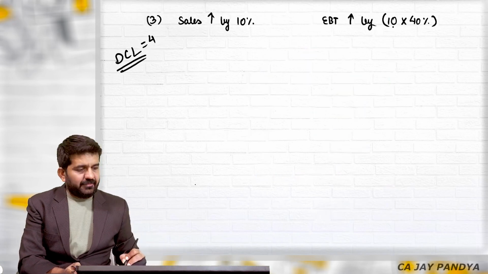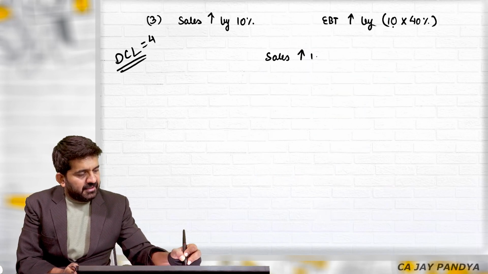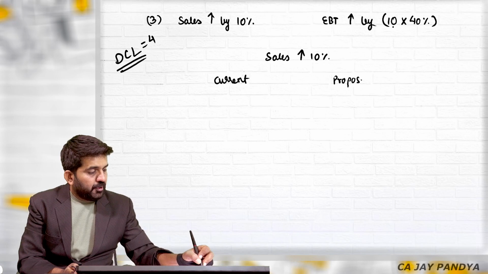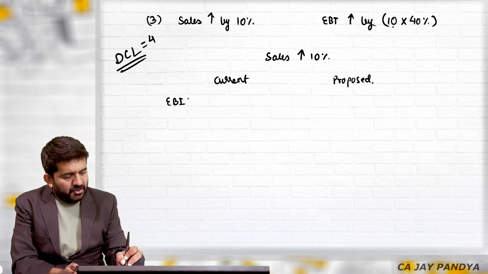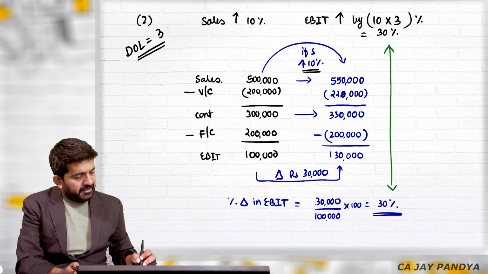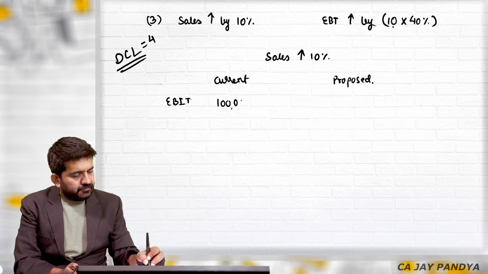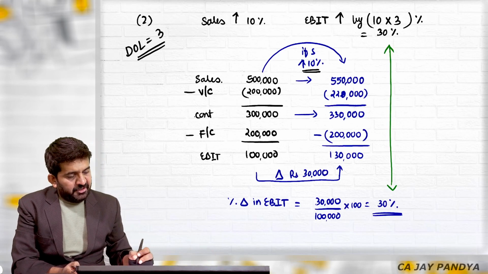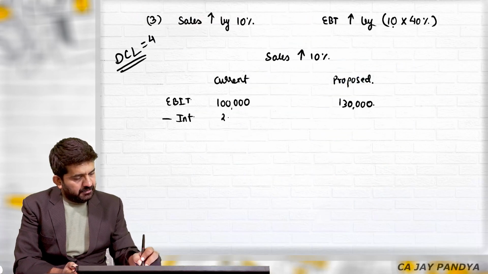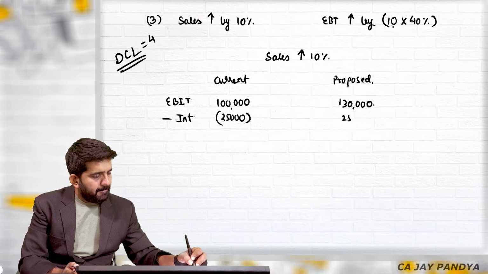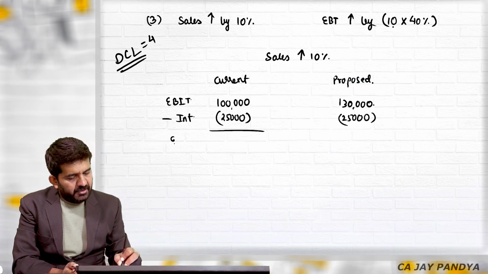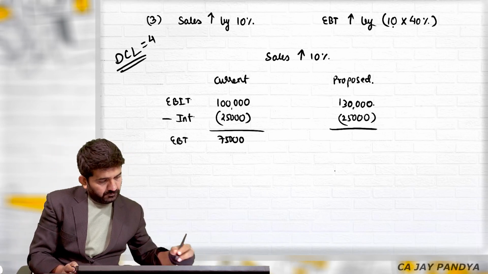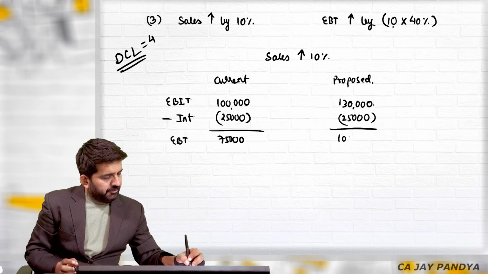This is the thing. If sales increases by 10%, current situation, proposed situation, I am not rewriting it because up till EBIT I have already calculated 1 lakh and 1,30,000. Minus interest. Interest remains the same in any case, which is 25,000. So EBT first was 75,000. Now it will become 1 lakh.